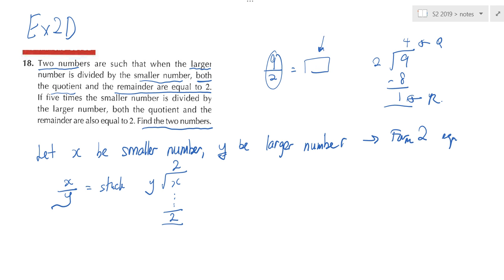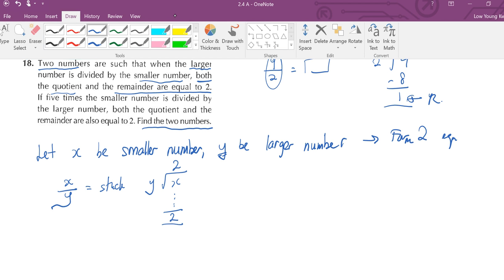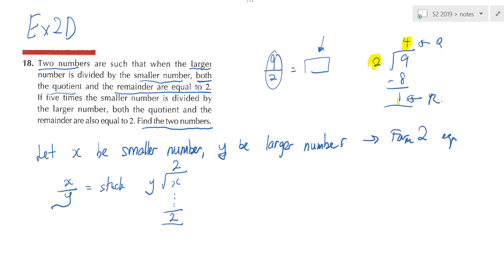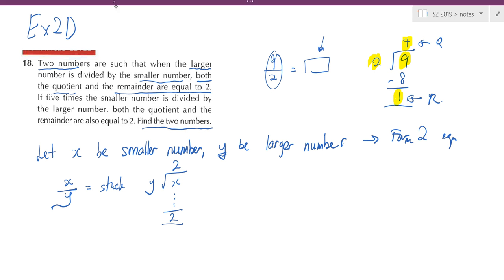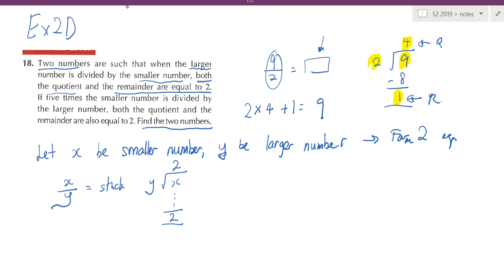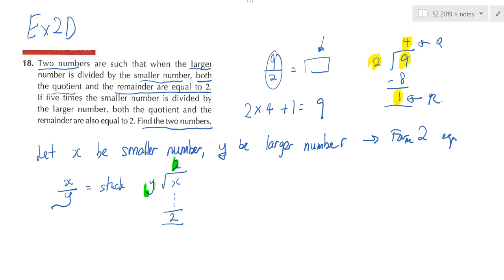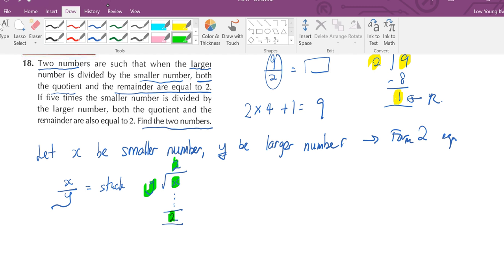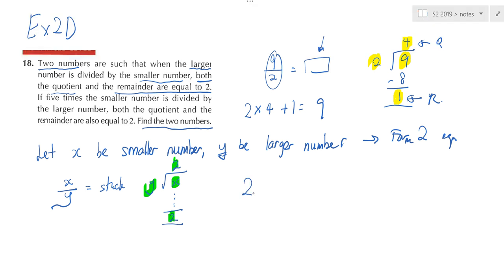But let me ask you a question. If I were to highlight these four numbers, how do I match them together so that I will get 9? I will write 2 times 4 plus 1 to get 9, right? So if I work similarly with these four things here, how do I work so that I will get the numbers? 2 times y.